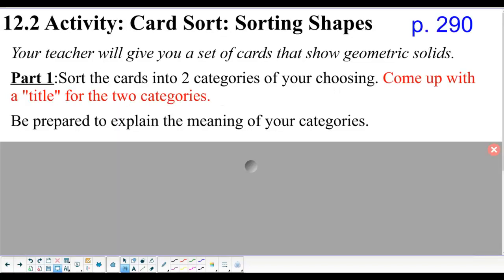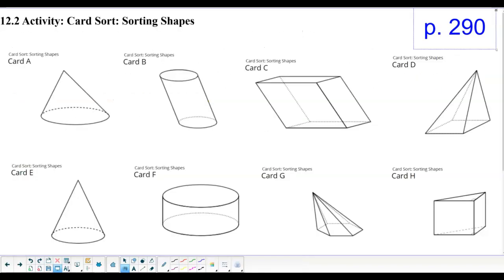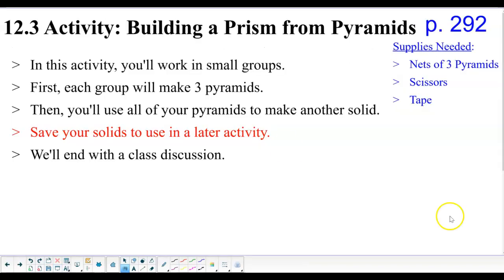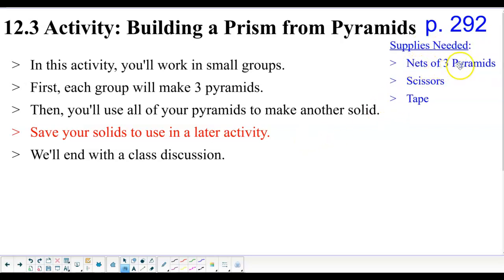All right, we're going to actually skip 12.2. It's a card sort. What I'd like to do is we're going to jump right into 12.3. This is an activity where you're going to work with your group. I'm going to explain it first, and then you guys will be given some time to work through this activity, and then Miss Miller will pause the activity and we'll play it in about 15 minutes or so once I get done explaining it. So today you're going to need the stack of 3 nets.